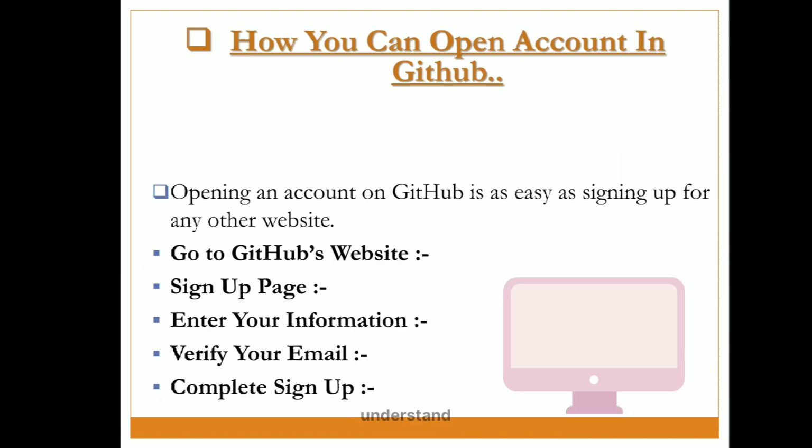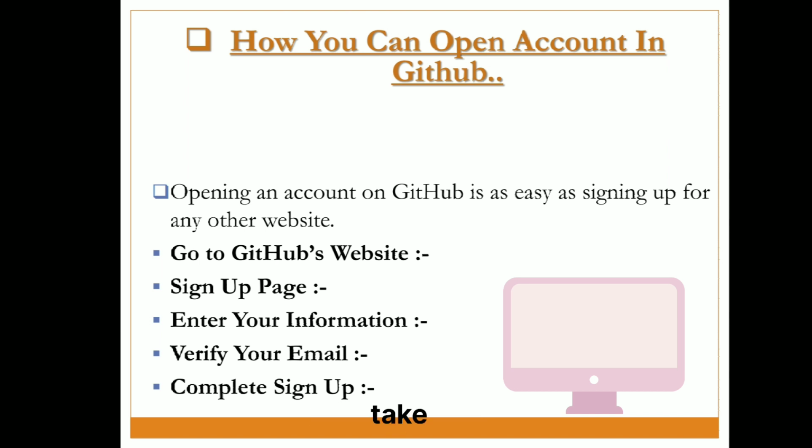So friends, now let's understand how you can open an account on GitHub. It is a very simple process. First, you have to open your system and go to GitHub's website. Open your web browser and go to the GitHub website, which is www.github.com. Second is the sign up page. Once you are on the GitHub homepage, you will see a big green button that says Sign up for GitHub. Click on it.